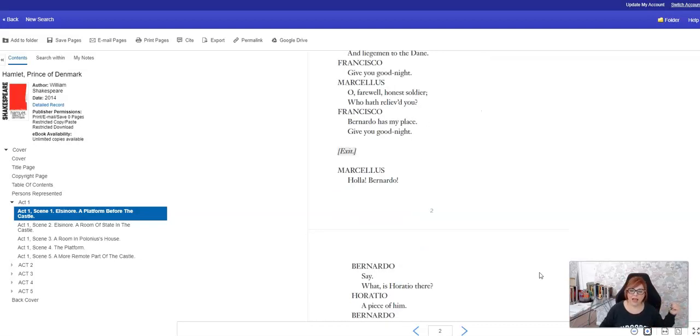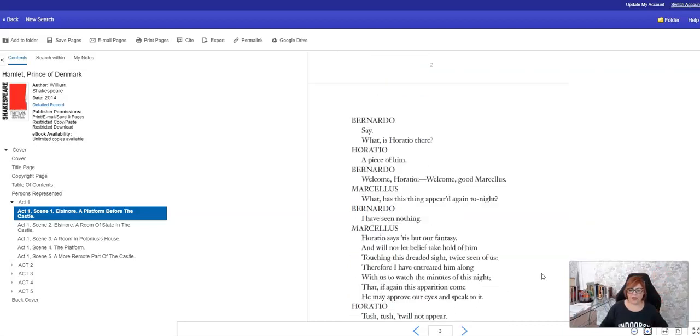And then everybody exits except for Marcellus, Bernardo, and Horatio. And he goes, hola, Bernardo, which is like, yo, what's up? And then Bernardo says, what, is Horatio there? And then Horatio has this beautiful line that I love so much. And he says, a piece of it. So he's like, Horatio, are you there? And Horatio was like, piece of me anyway. Because Horatio's heart is broken.